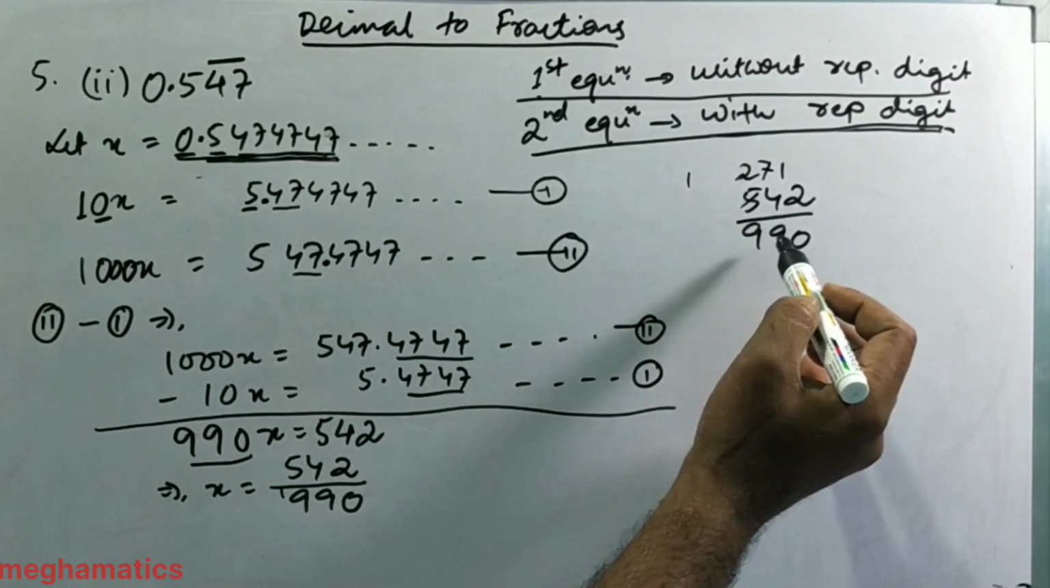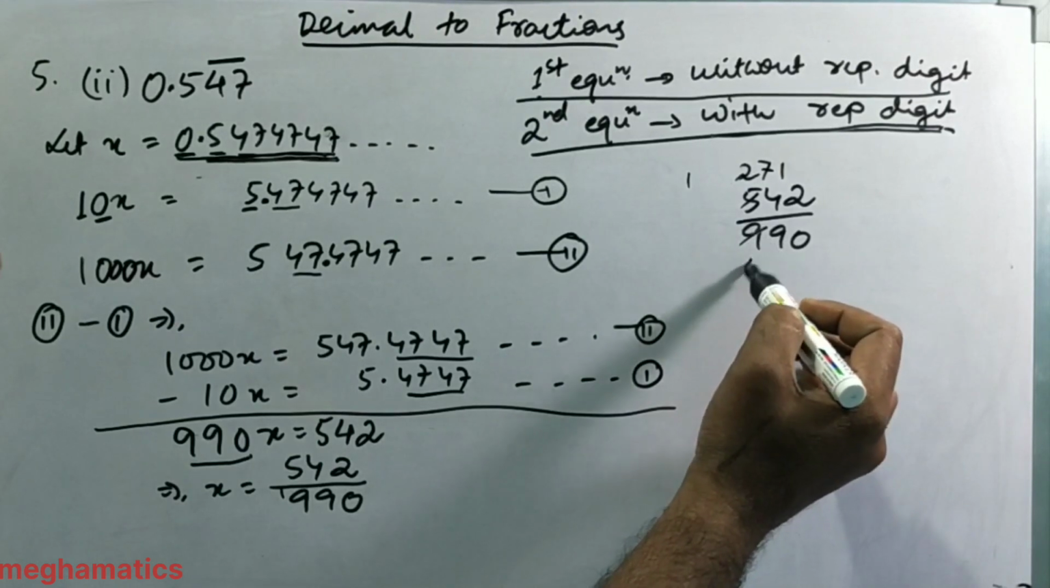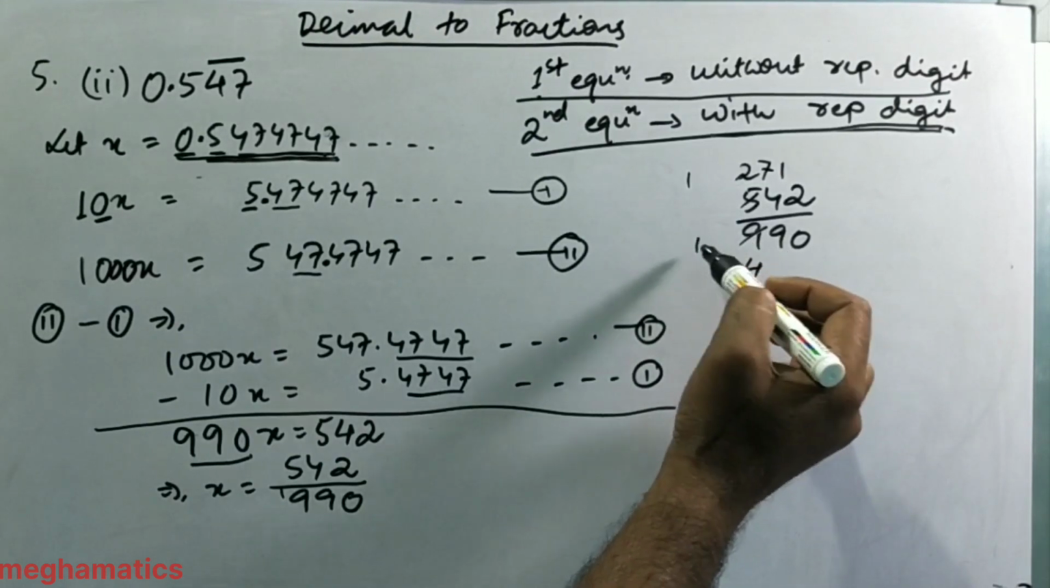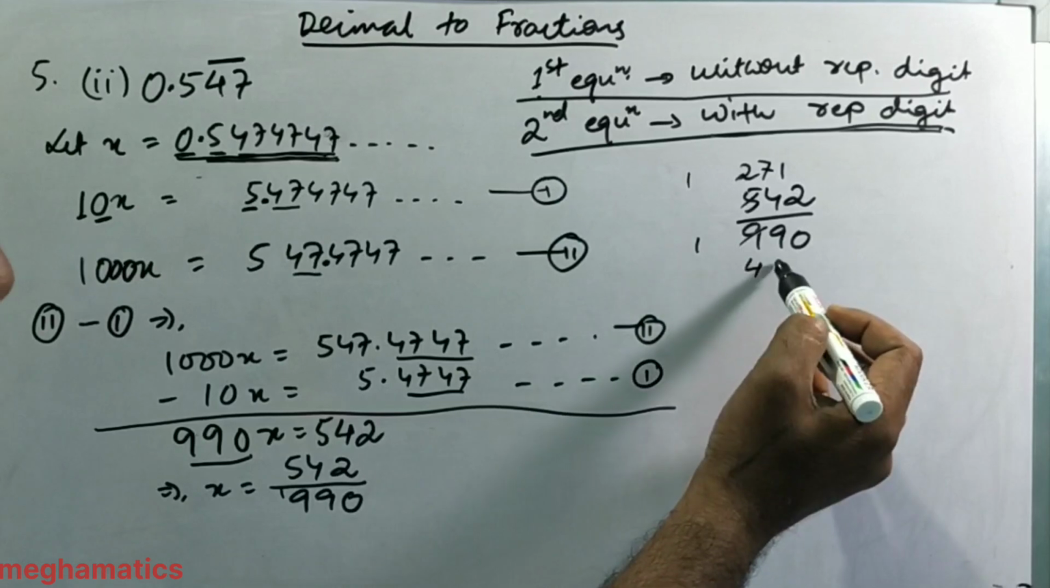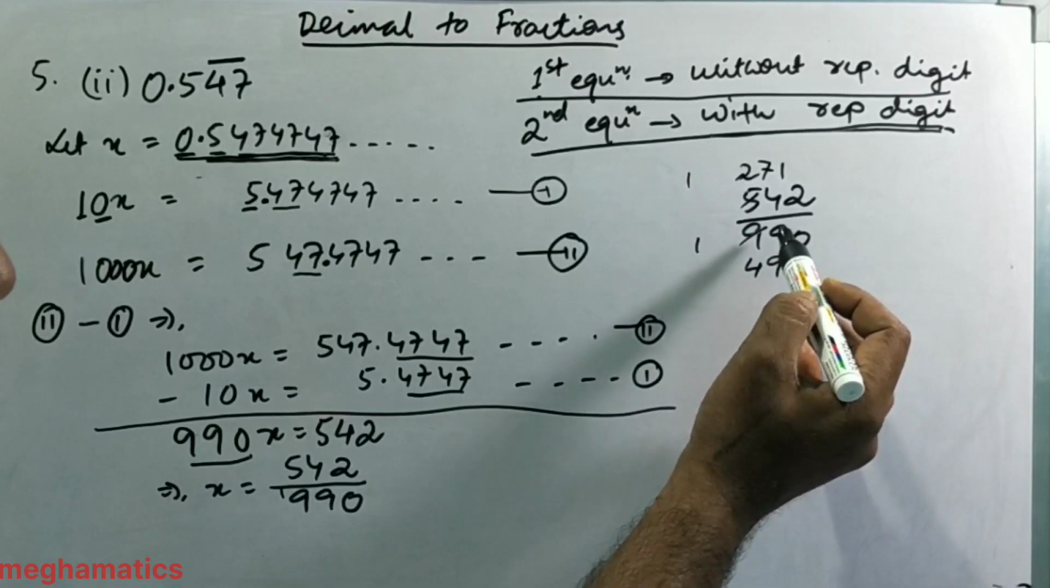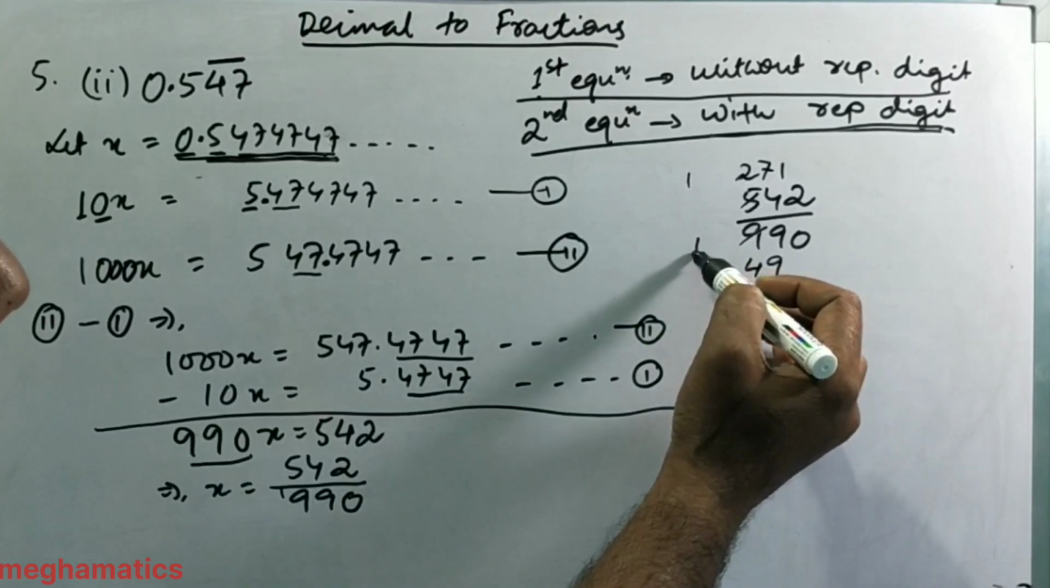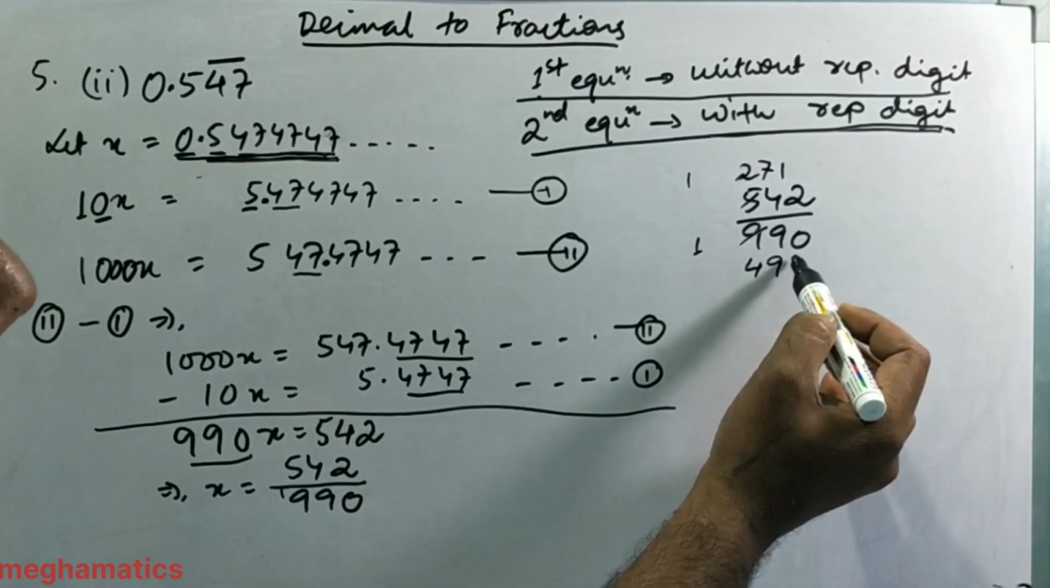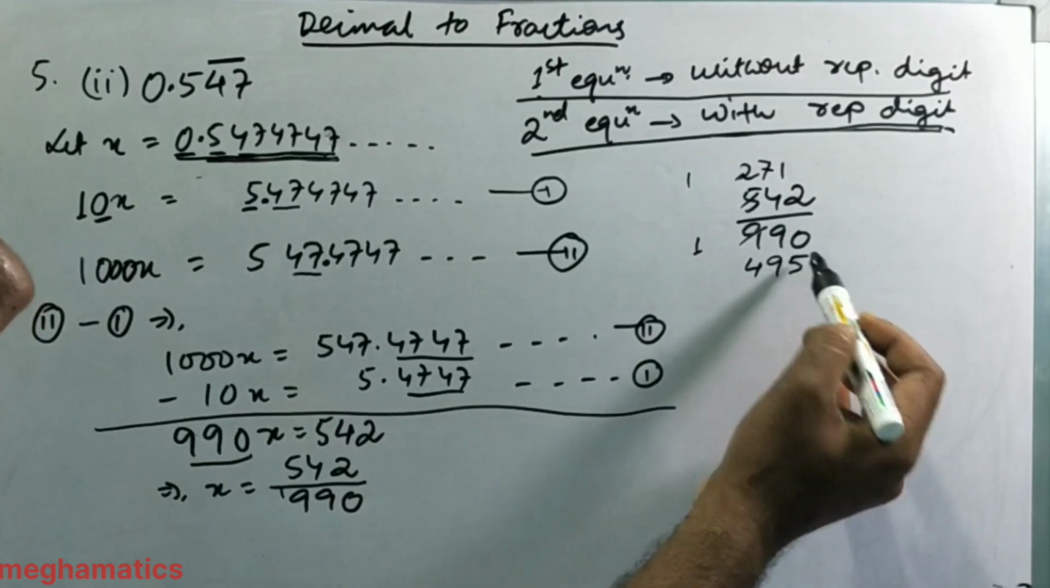If we divide this with 2, then 2 4s are 8. 9 minus 8 is 1. 1 and 9 is 19. So 2 9s are 18. So 19 minus 18 is again 1. 1 0 is 10. So 5 times.